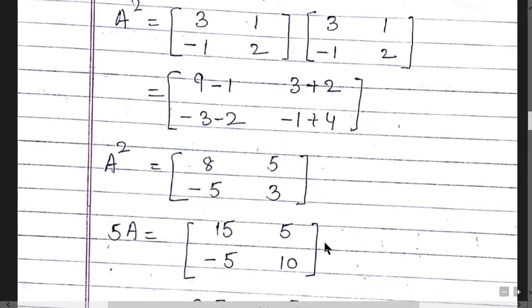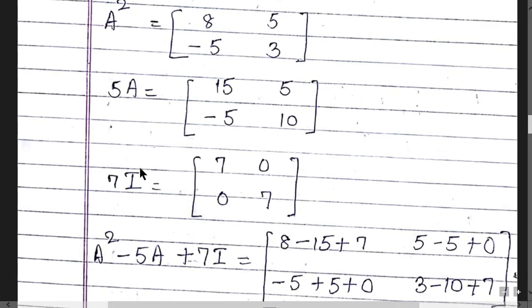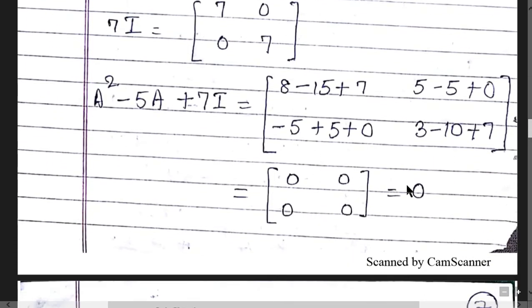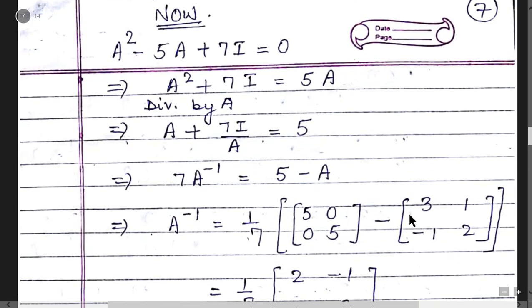Now 5A, simply multiply with 5, then 7I, 7 into identity matrix, then write A square minus 5A plus 7I. The answer is 0. It means A square minus 5A plus 7I is equal to 0. Now from this equation you have to calculate A inverse. Simply shift 5A on the right hand side, then divide by A. It's A plus 7I divided by A. 7I divided by A can be written as 7A inverse, and A can be shifted on the right hand side, and 7 can be divided on the right hand side.